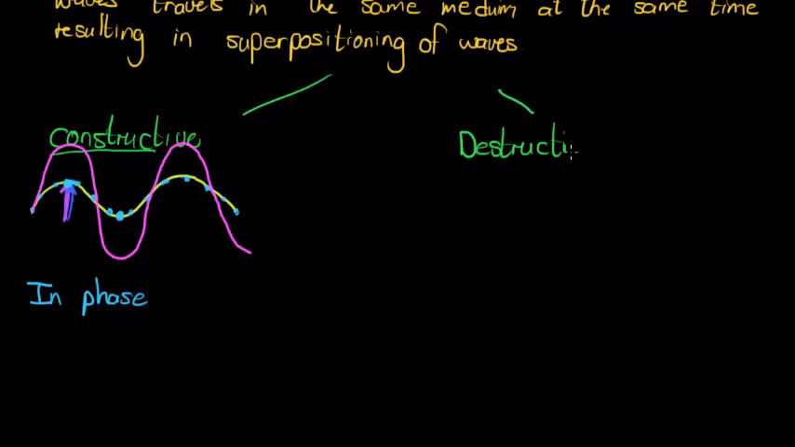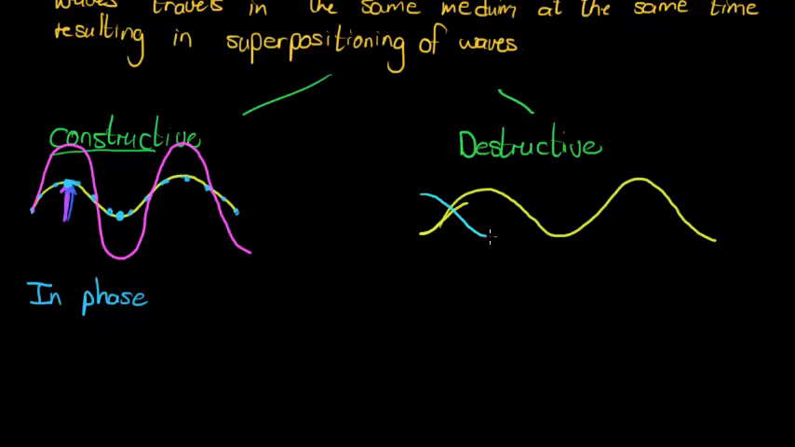The other one is destructive interference. So we get constructive interference and destructive interference. So here's my yellow wave. Okay, and let's fix that a bit. And here's my blue wave.